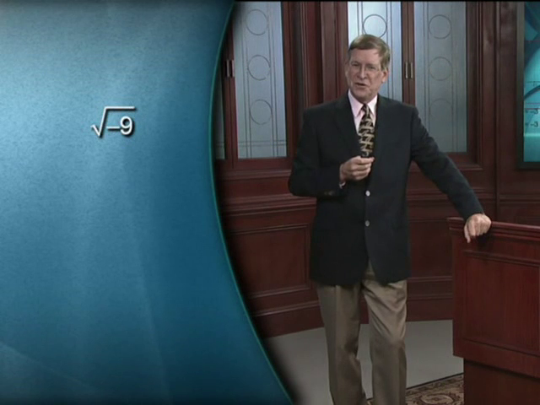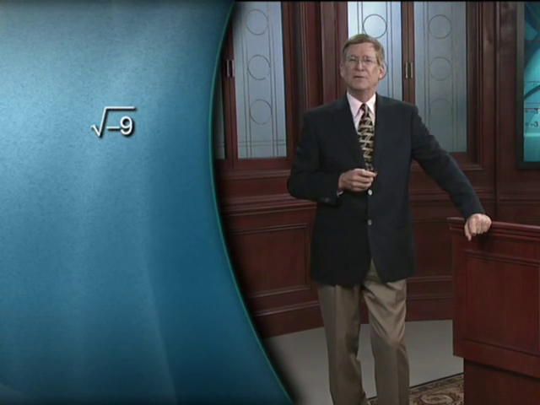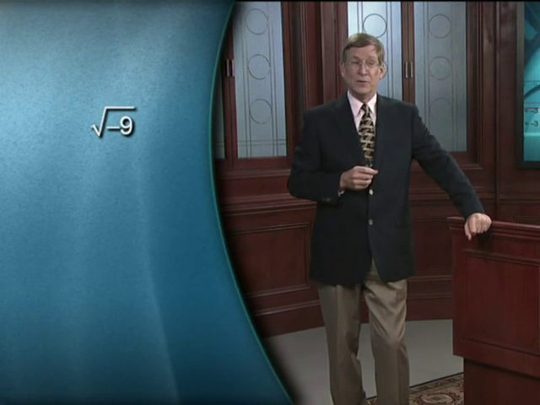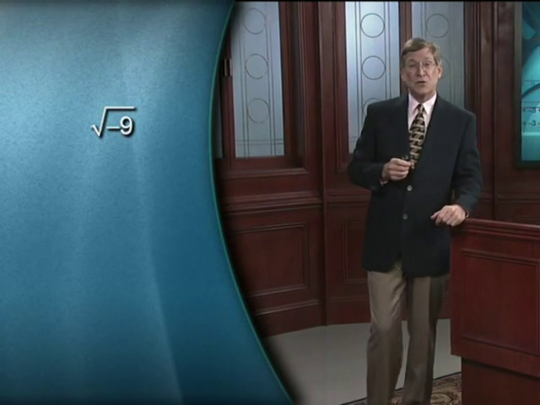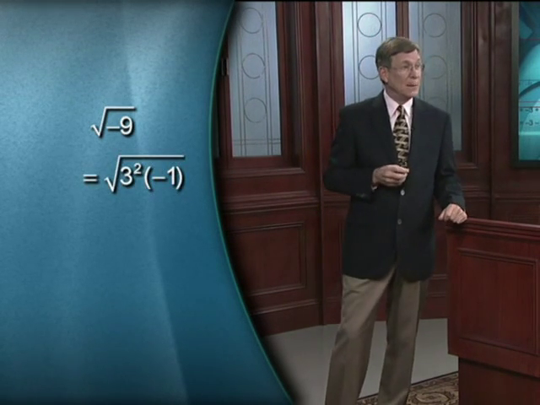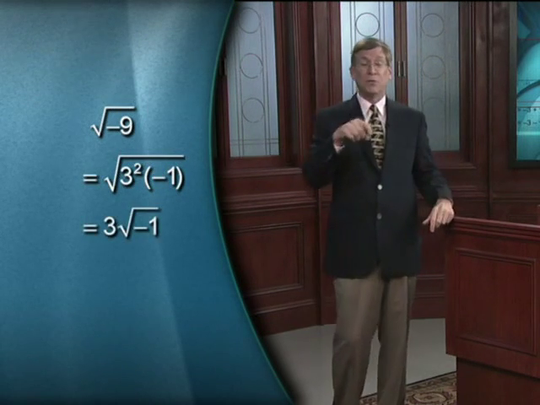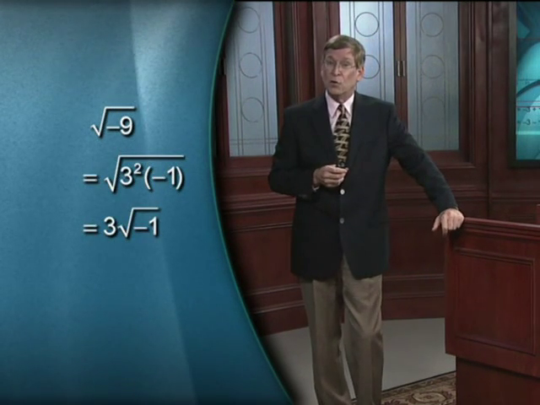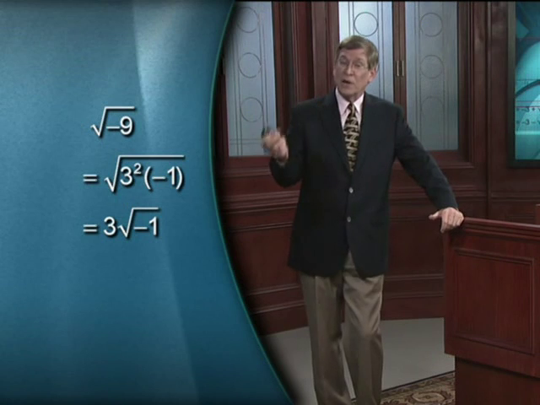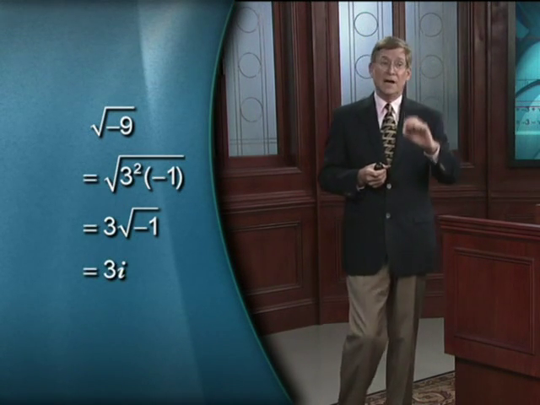The square root of minus 9, we saw that in the previous example we were talking about. Let's simplify that and write it in standard form. Well, 9 is 3 squared, so it can be written as the square root of 3 squared times minus 1. Bring the 3 outside the radical, and you get 3 times the square root of minus 1. And remember, the square root of minus 1 is i, so it's 3i.